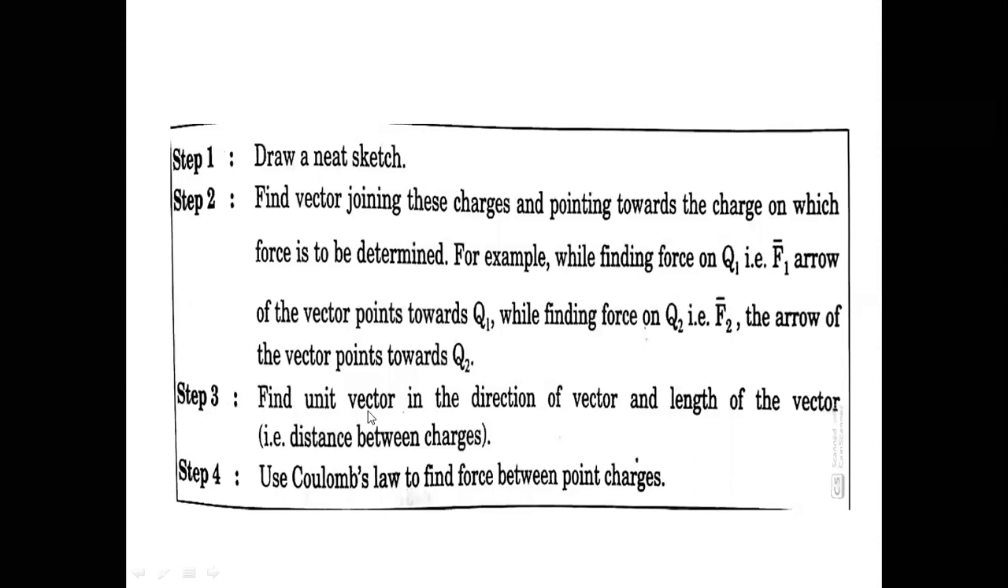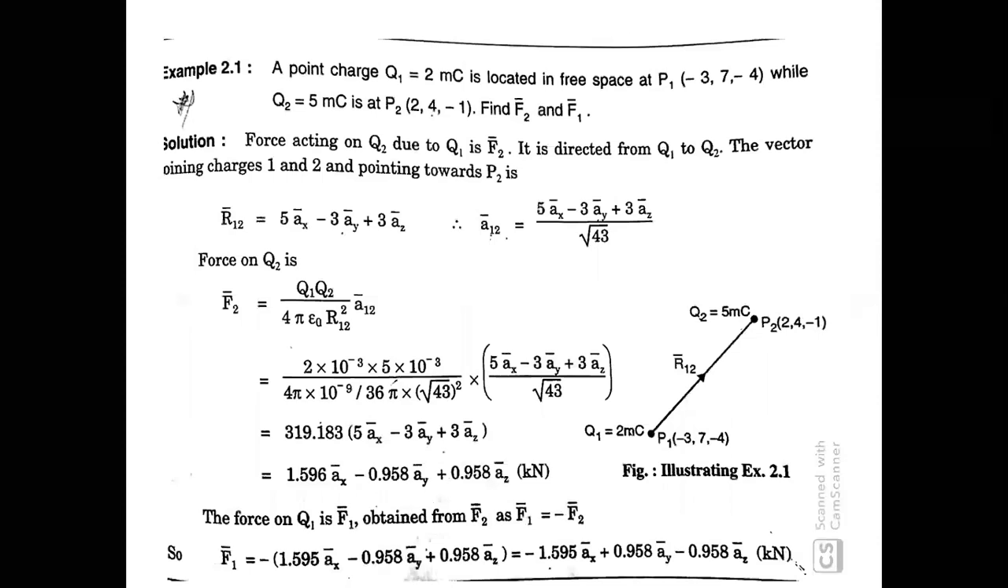Then find the unit vector in the direction of the vector, and the length of the vector itself. Then we use Coulomb's law to find the force between them. All of you just remember these steps. I am going to explain them, so we have just started to solve one problem.